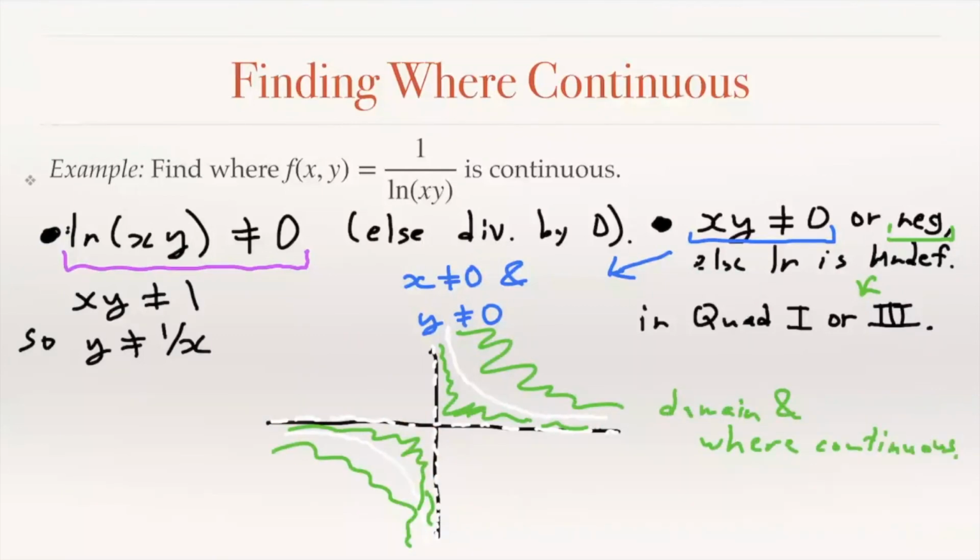Again, these two are synonymous in this case because natural log and 1 over have no jumps or gaps except where they're already undefined.